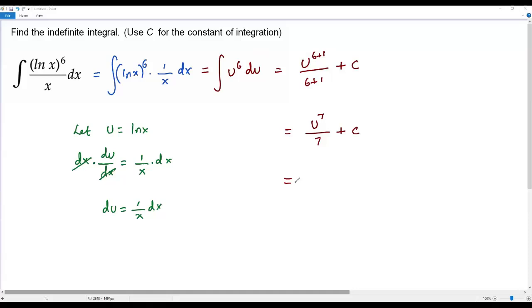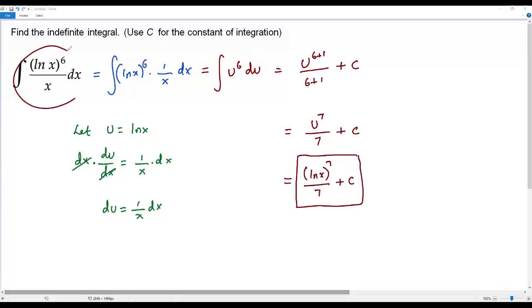Actually, u is the variable introduced by us. It has to be replaced by the original expression, that is ln x. So now we can plug in ln x for u. Then I am getting (ln x)^7 over 7 plus C. So this is the result of the given integration.